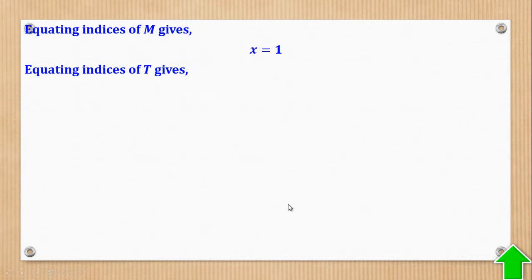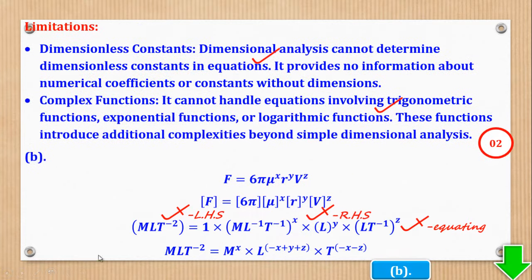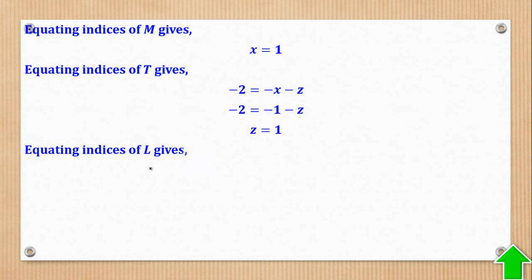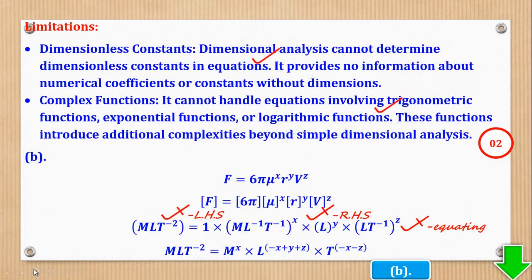Then equating indices of T, I'll come here and see where T is. T here is negative 2, and here T is negative x minus z. So I'll come and equate those two. The good thing is I already know the value of x. So I'll substitute for x here and be able to get the value of z. The next is to equate indices of L. So I'll come back here and look at L. L has power 1 here, and here it has this. So I'll come and equate them.